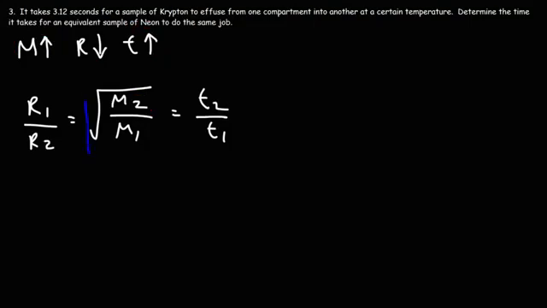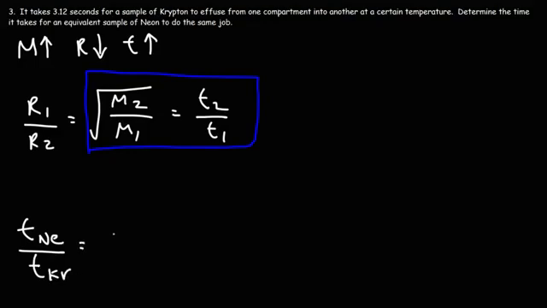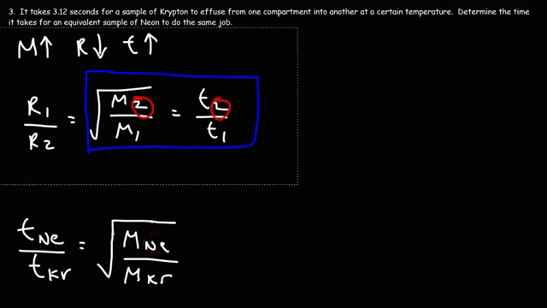What we need is this portion of the equation to solve this problem. And so we're going to say T2 is going to be, we want to find the time it takes for neon to effuse. So T2 is going to be the time for neon, and T1 is going to be the time for krypton, the time it takes for that gas to effuse. And that's going to equal the square root of the molar mass of neon divided by the molar mass of krypton. So because these subscripts match, these gases must match there as well. So that's the formula that we're going to use in this problem.